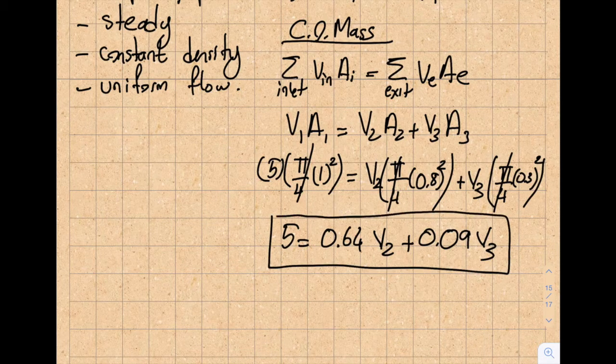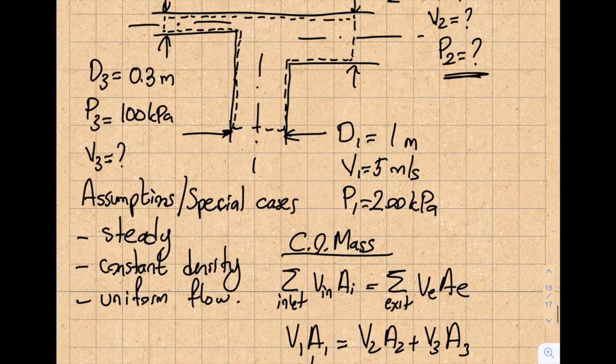Okay, so this is nice and all, but I still can't find my V2 and V3 values, right? I still have to do something about it. I'm not even being asked to find V2. My ultimate goal, remember, is to find my P2 value. Okay, then what am I gonna do? I have V2 and V3 missing.